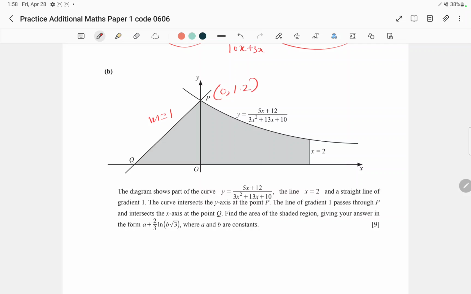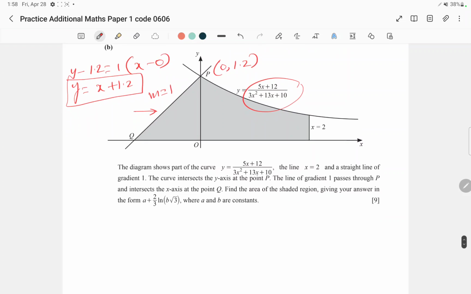1.2. Now we can find the equation of this line, which is not given, right? So we need to find the equation of this line, where we can write y minus y1 equals m times x minus x1. So y equals x plus 1.2. So this line has equation y equals x plus 1.2, and this line already has an equation which is given to us. Now we have to find the area of the shaded region.